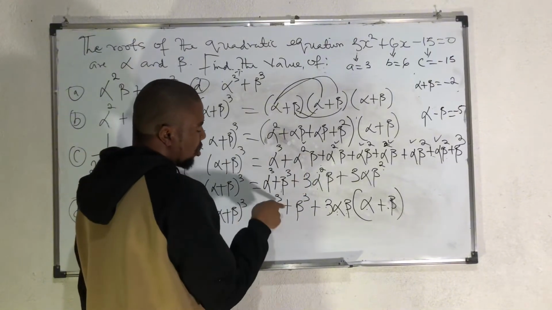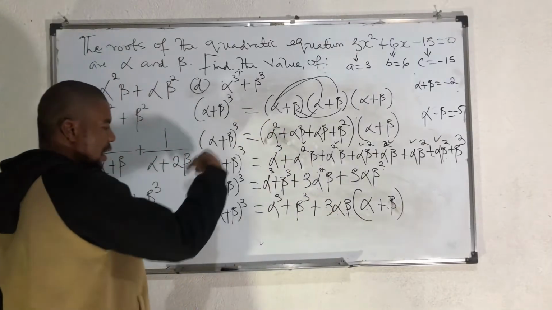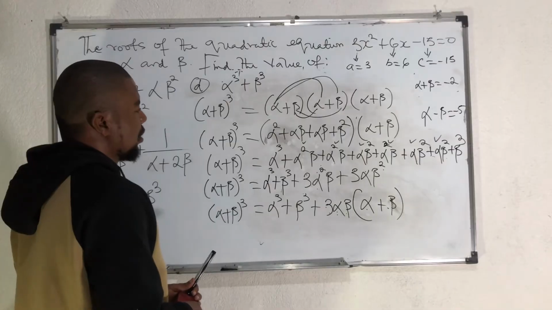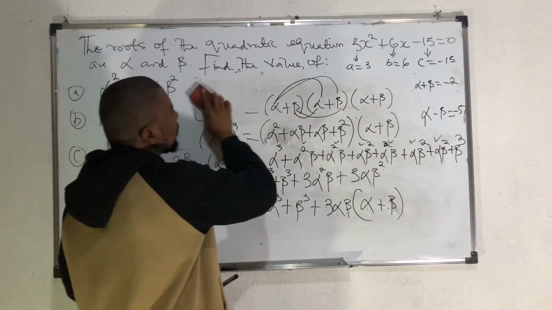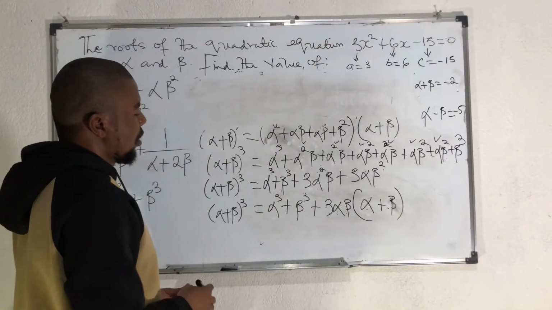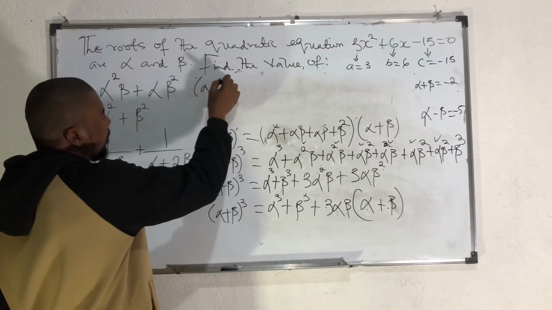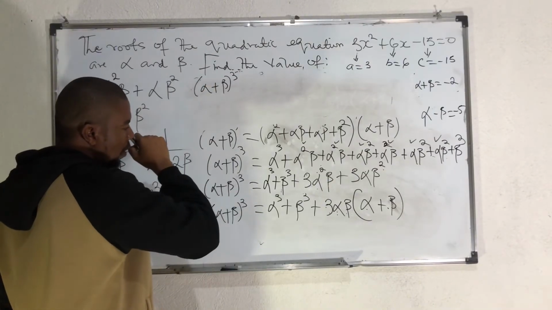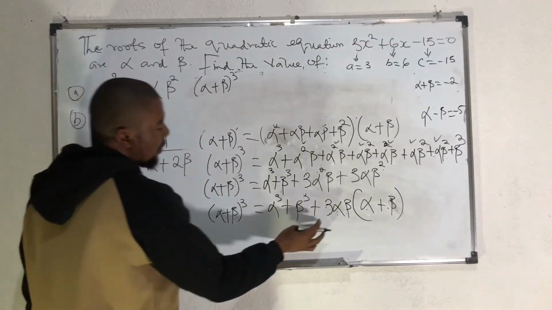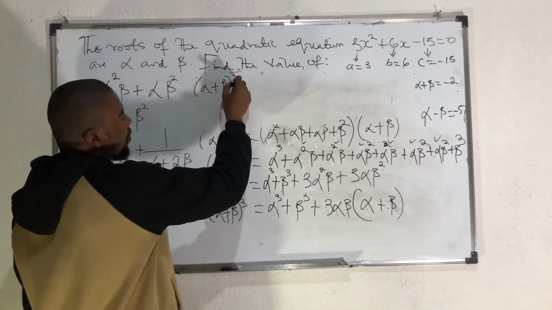Now we shall make it the subject of the formula by transferring everything here to the left. Now it's not going to be equal to this. Let me show you how that is done. Let's do the transferring. Here we have alpha plus beta to the power of 3. So everything here, I'll move it across the equality sign. Remember, it's a positive. If I move it across, it now becomes a negative.